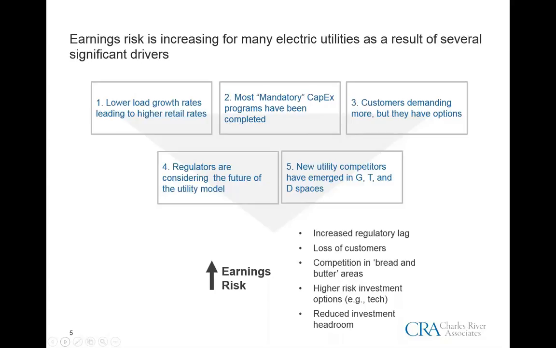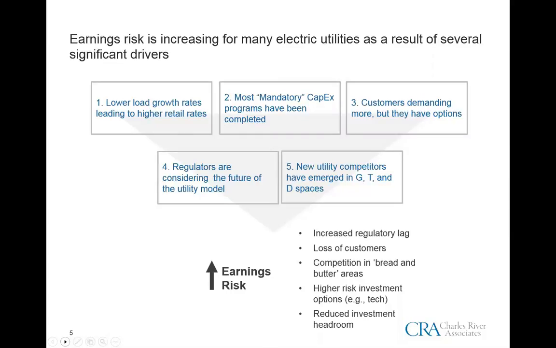Fourth, regulators are thinking about the future of the utility model, and we'll talk a bit about what that portends in terms of the wholesale and the retail markets. And then fifth, new utility competitors emerging across the value chain. And what does this mean? It means increased regulatory lag, it means loss of customers, it means competition in what have been traditionally considered bread and butter areas. There's higher risk investment options and new technologies that utilities are pursuing. And ultimately, this can mean reduced investment headroom, which creates earnings risk.